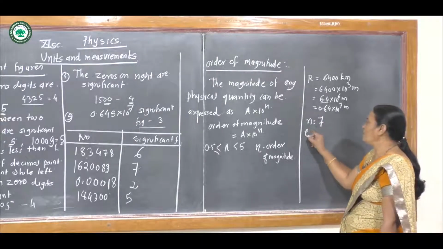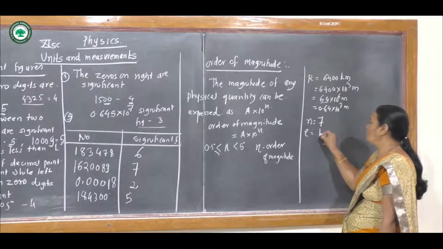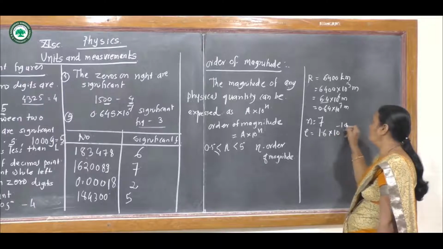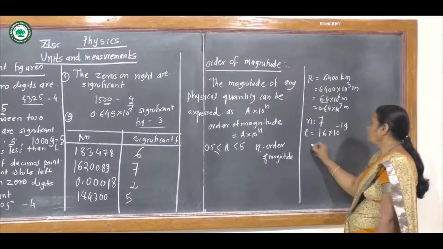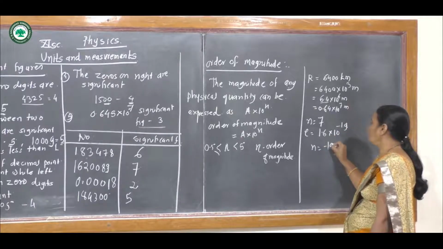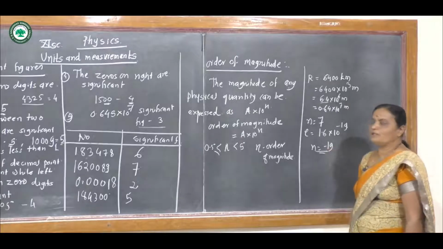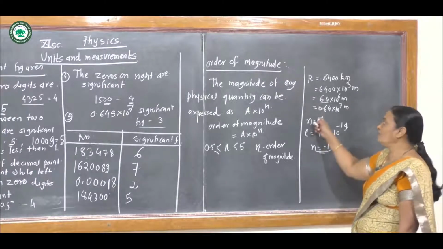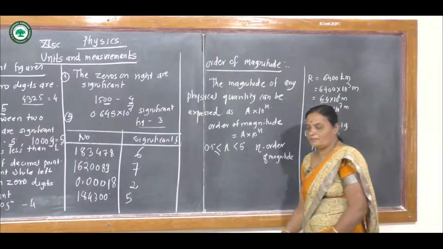Suppose the electric charge is 1.6 into 10 raised to minus 19. In this case, n is equal to minus 19, which is the order of magnitude. This is all about the significant figures and order of magnitude.